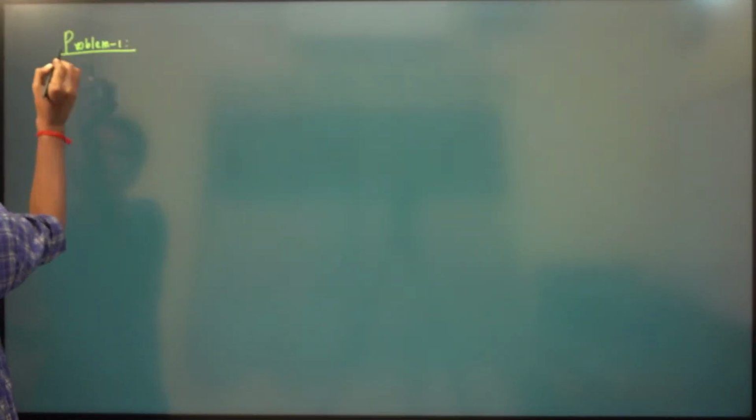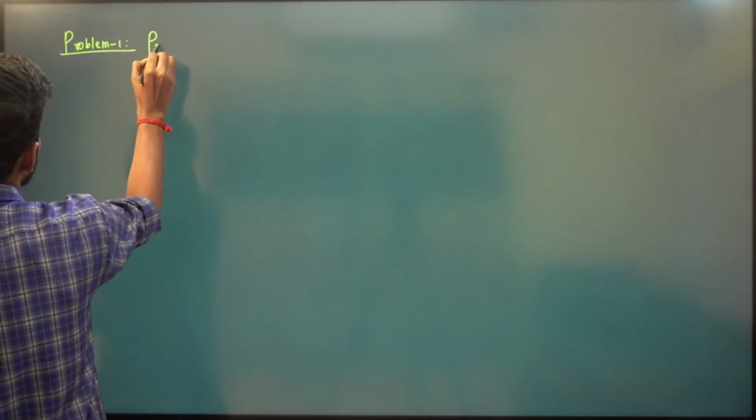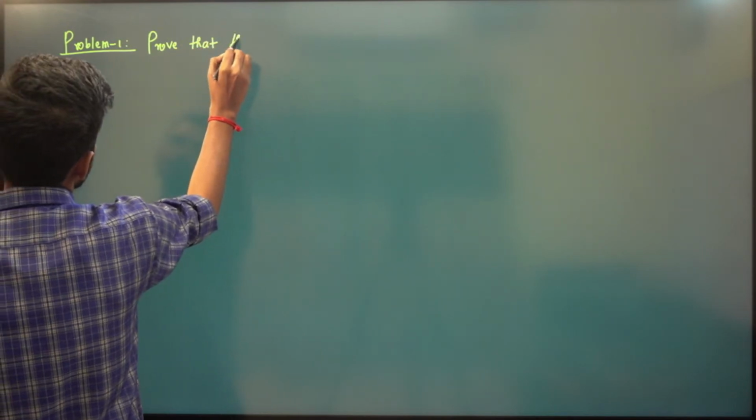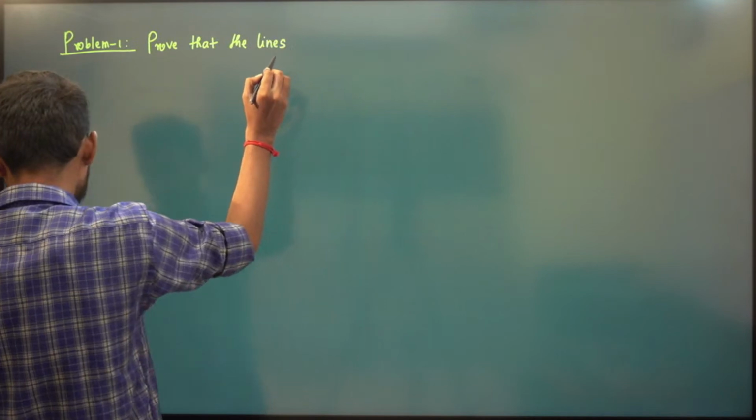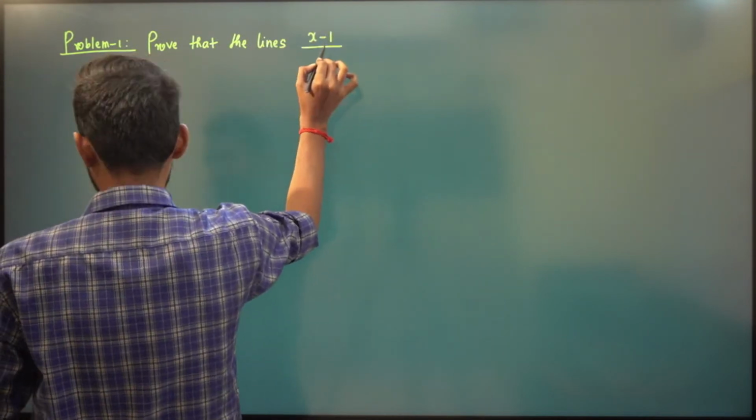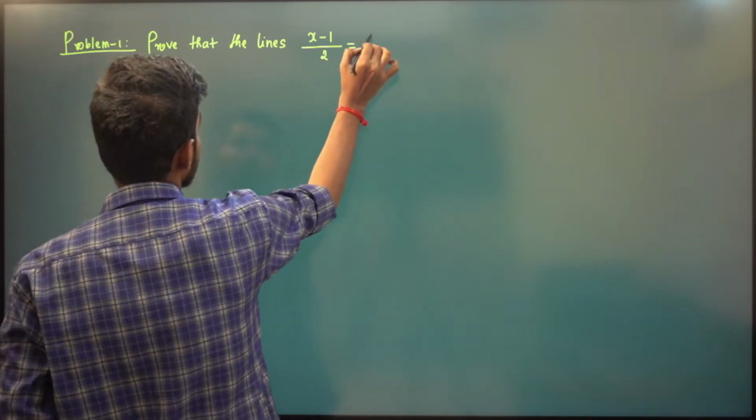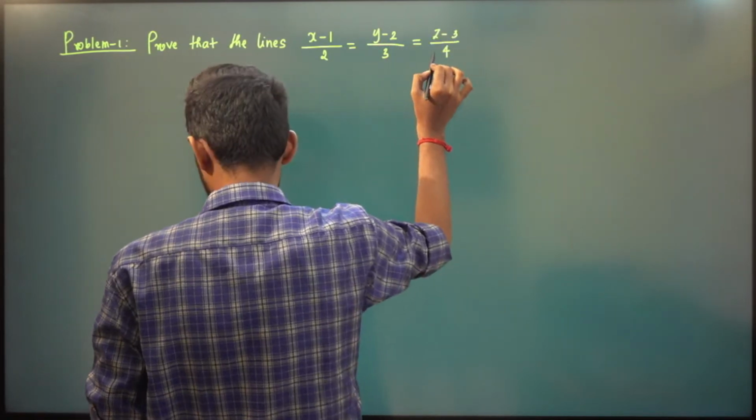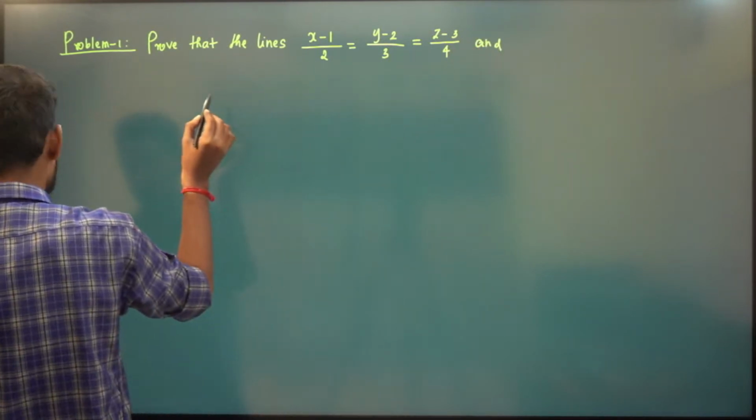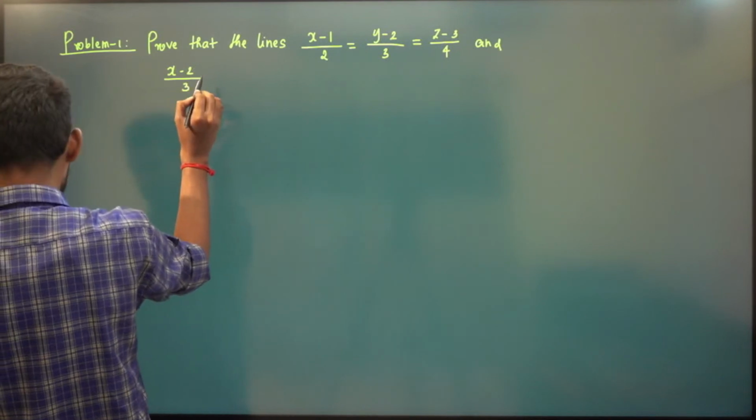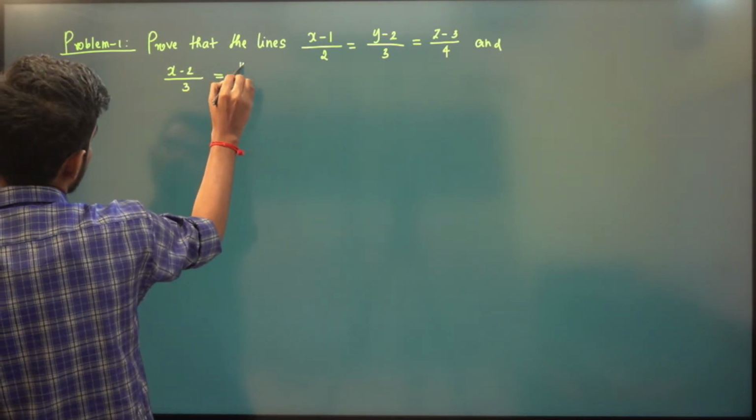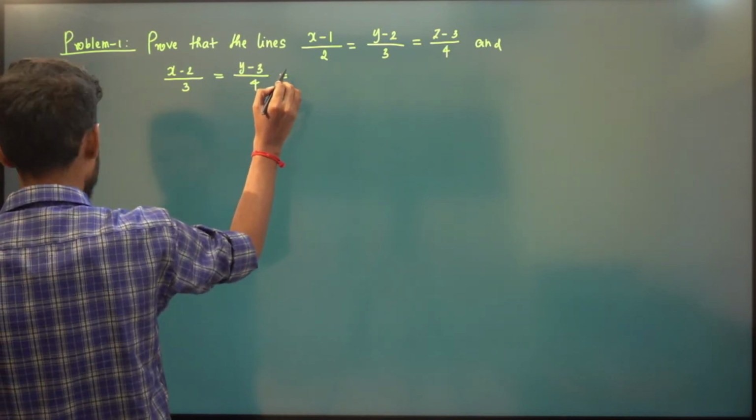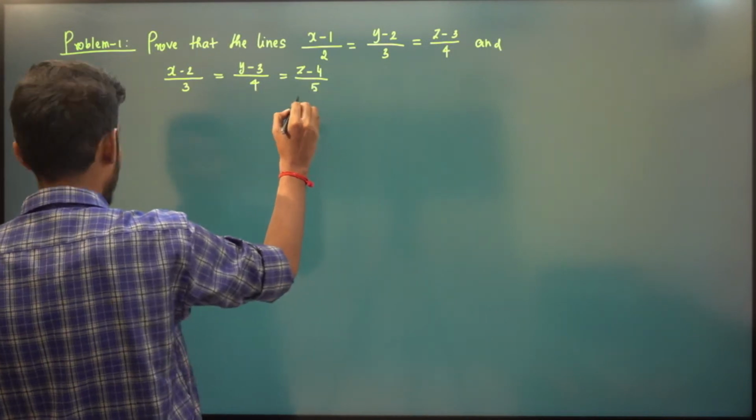Then what is problem number 1? Prove that the lines (x minus 1) divided by 2 is equal to (y minus 2) divided by 3 is equal to (z minus 3) divided by 4, and (x minus 2) divided by 3, (y minus 3) divided by 4, (z minus 4) by 5 are coplanar.